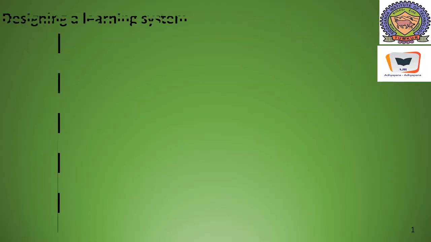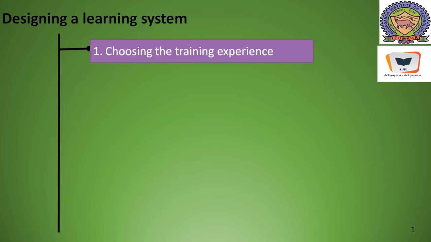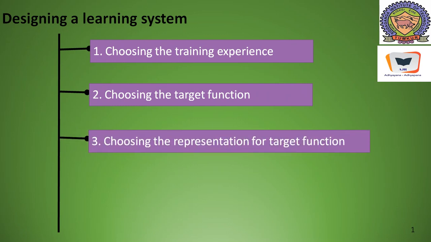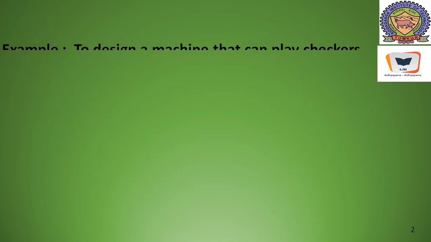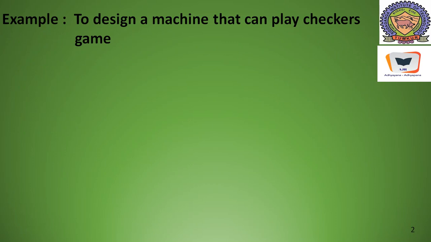Before making a machine do some task independently without human intervention, we need to design the learning system. That is the heart of the matter. And designing a learning system involves 5 distinct steps. 1. Choosing the training experience. 2. Choosing the target function. 3. Choosing the representation for target function. 4. Choosing the function approximation algorithm. 5. The final design.